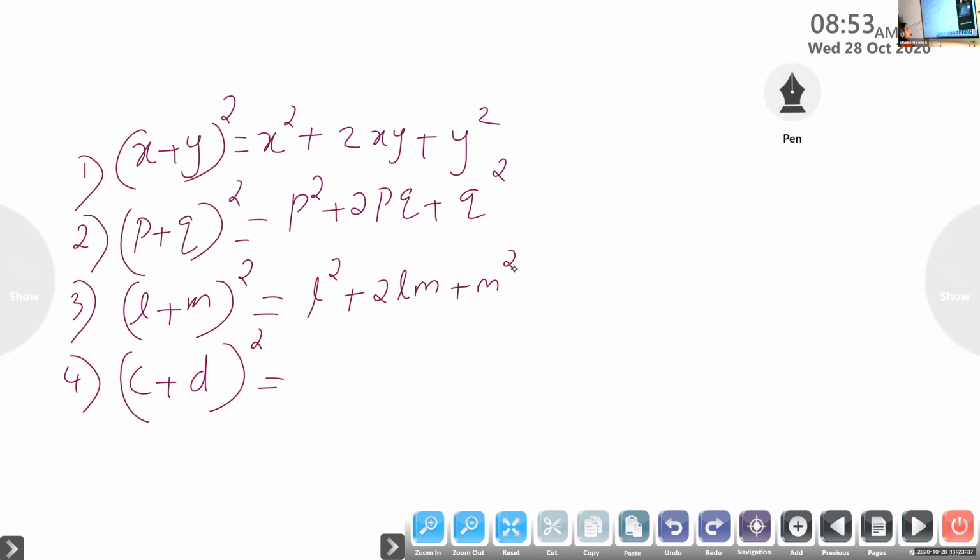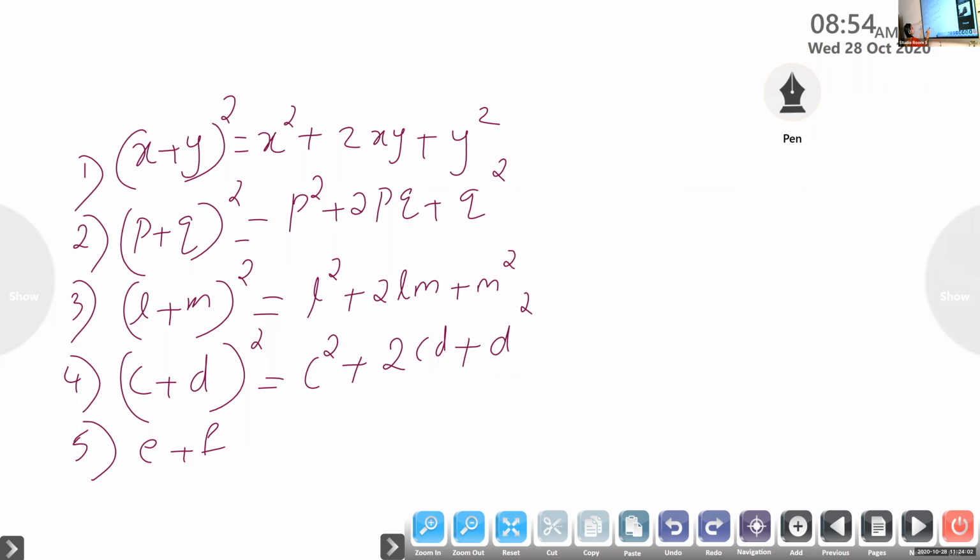Christo, next one. c square plus CD. Only CD? Still you are making mistakes? No, 2cd. c square plus 2cd plus d square. Okay, so I will give some more.